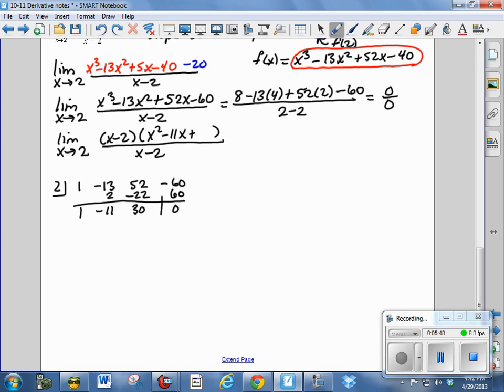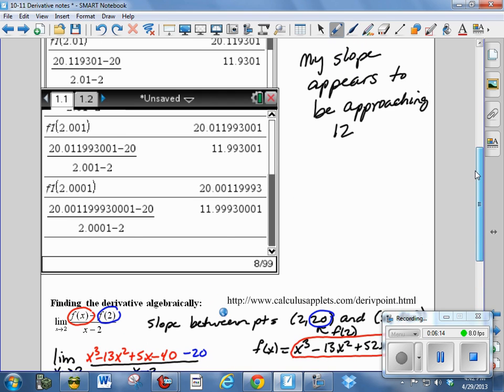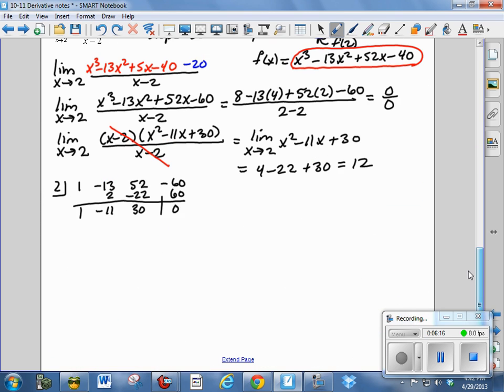Now I can cancel out my discontinuity and plug the 2 into the function. So basically now I'm taking the limit as x goes to 2 of x squared minus 11x plus 30. Plugging that number in, I get 4 minus 22 plus 30, which is equal to 12. And isn't 12 what I thought my limit was, or my slope was appearing to approach? So when I get my limit as equaling 12, I am very happy, because that's what I expected it to be.